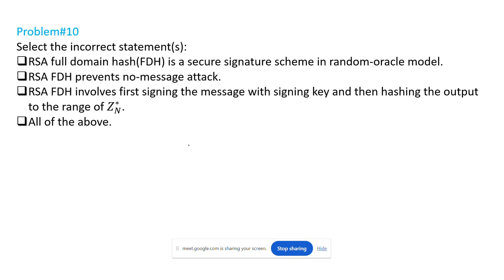Select the incorrect statements. RSA full domain hash is a secure signature scheme in the random oracle model. RSA FDH prevents no message attack. RSA FDH involves first signing the message with the signing key and then hashing the output to the range of Zn star. All of the above. Answers from you.